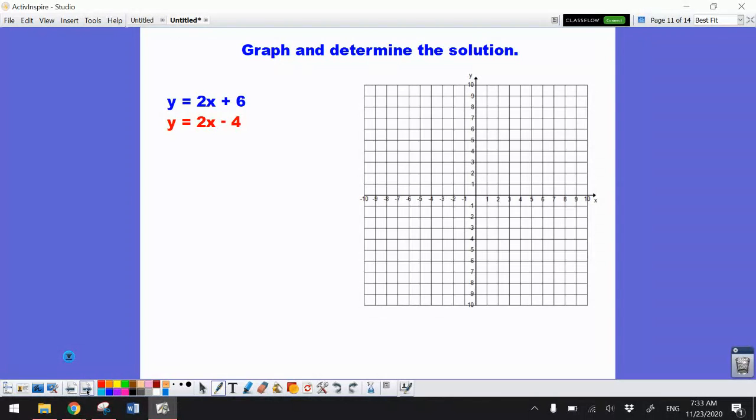Okay, let's take a look at these two. Well, so the first thing I'm noticing is that these have similar numbers. So I wonder if something interesting is going to happen. Let's find out. So I'm going to graph the blue one. I'm starting at 6, and I'm going up 2, right 1. I'm going to go down 2, right 1. I'm going to do that a couple times. And I'm going to go ahead and graph that line.